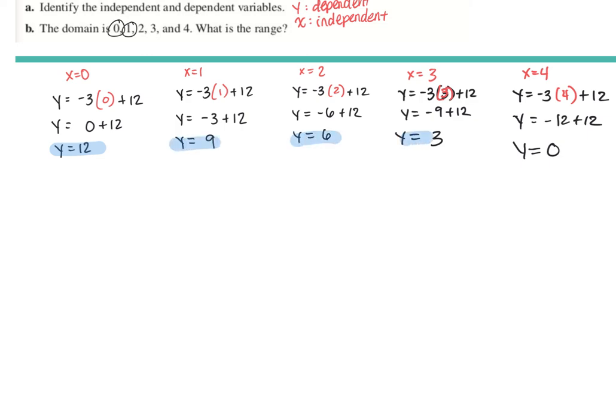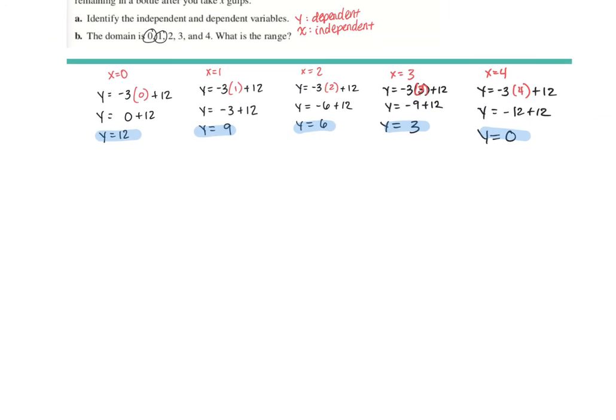Okay, so our range is now all of these values that I just computed: 12, 9, 6, 3, and 0. Now, again, your range must be organized from least to greatest. So our range, in this case, is going to be 0, 3, 6, 9, 12. And that's it.